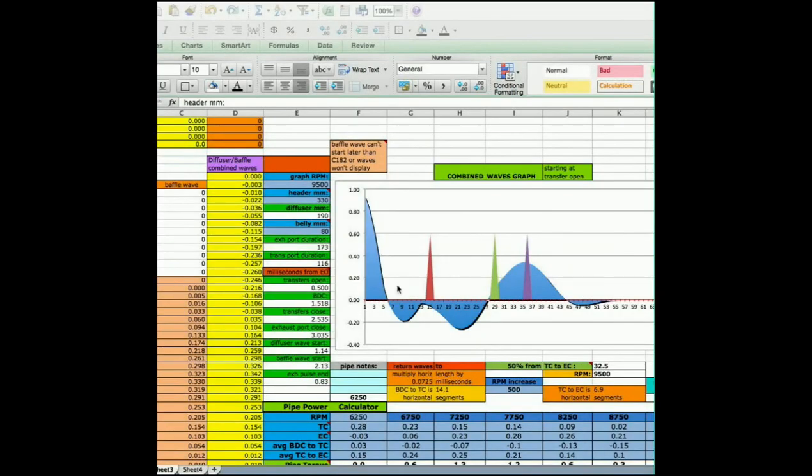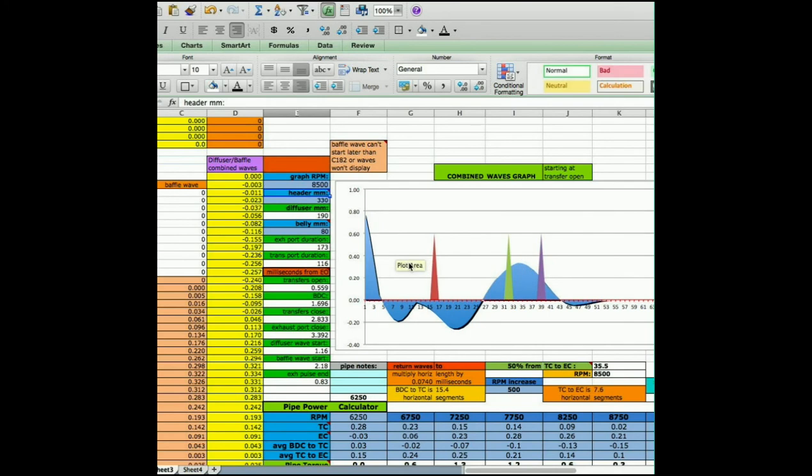This right here is sheet 3 of my expansion chamber calculator. Once again, you see the diffuser wave and the baffle wave. BDC, transfer closing, exhaust closing. This peak RPM is 9,500. Okay. Down to 8,500, the wave is still very effective in the time between transfer closing and exhaust closing as the piston's rising.